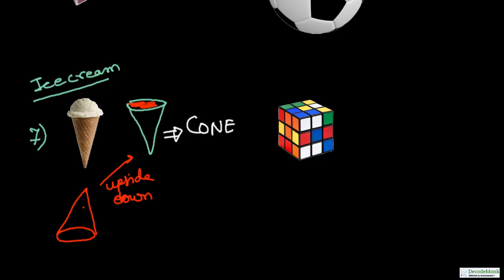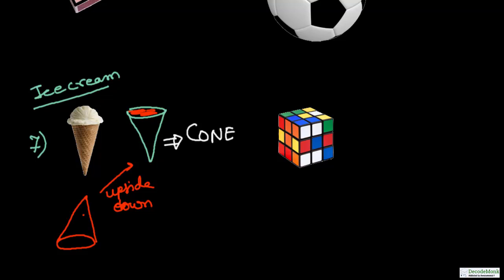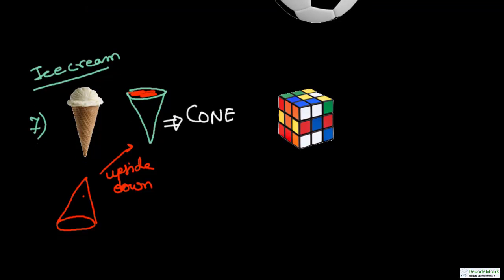One more cone you have seen over here is the shape of this birthday cap. This birthday cap is conical in shape. Anything whose shape is like that of a cone is called a conical shaped object. This is a cone. It's also conical shaped.